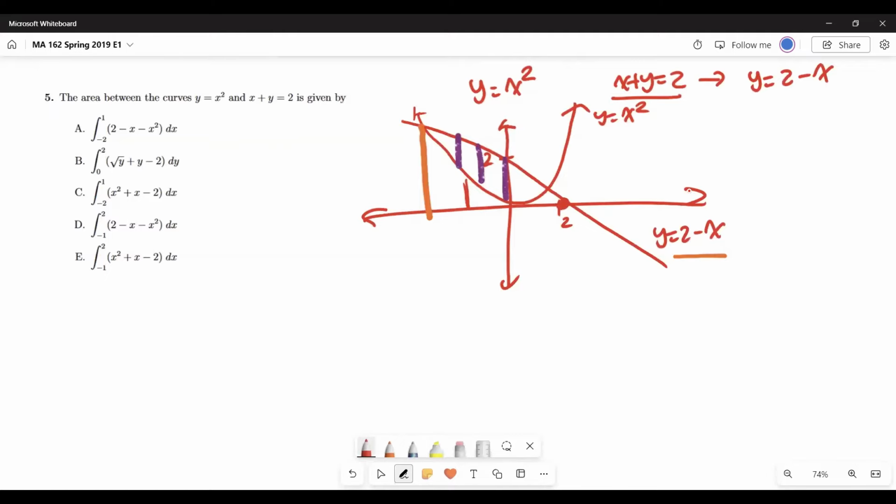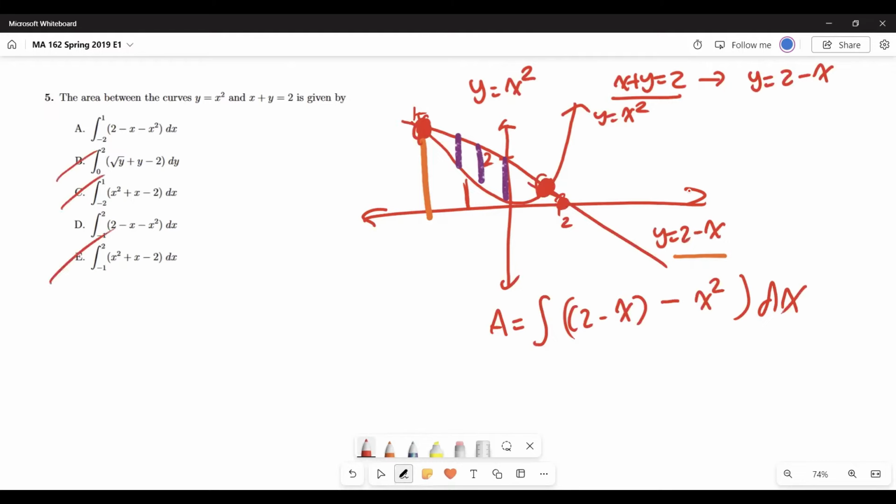So what you do is integrate from this point to this point, and subtract from the bigger height, which is the orange line, 2 minus x, the smaller one, which is x squared, dx. If you look at our answer choices, we got rid of B, C, E. We're just left with A and D, and we have to find the bounds.